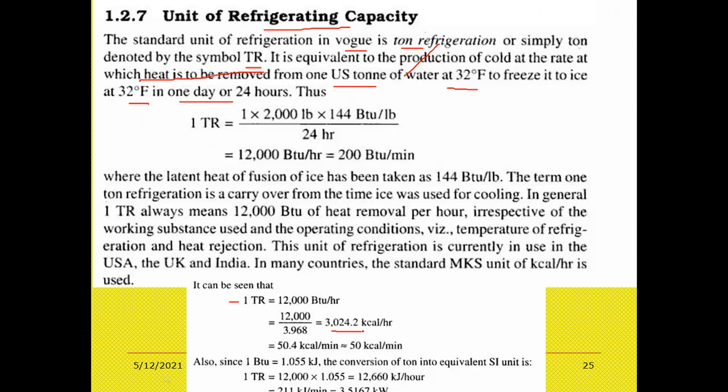refrigeration. So what it is saying: 1 ton of refrigeration is the amount of heat extracted or produced by melting 1 ton of ice at 0 degrees in 24 hours. Therefore, 1 TR is equal to 50.4 kilocalories per minute. Okay.